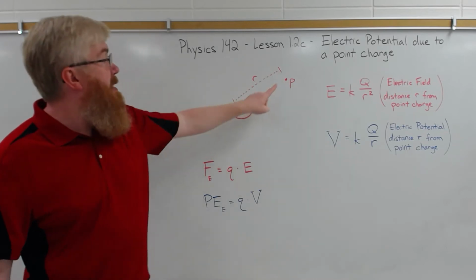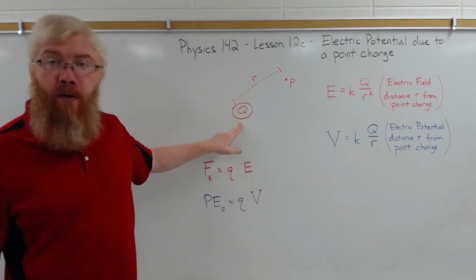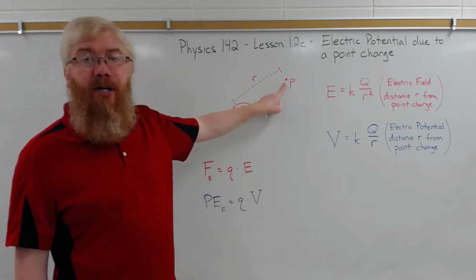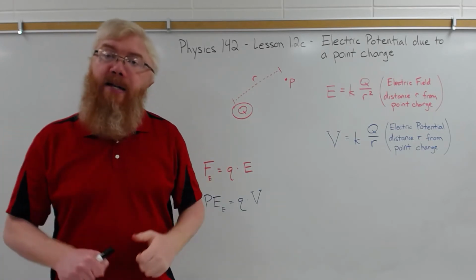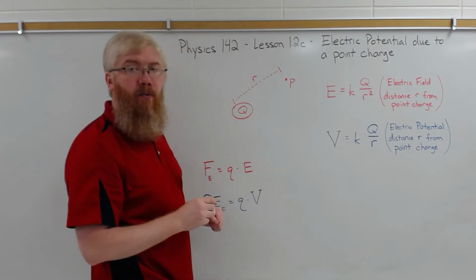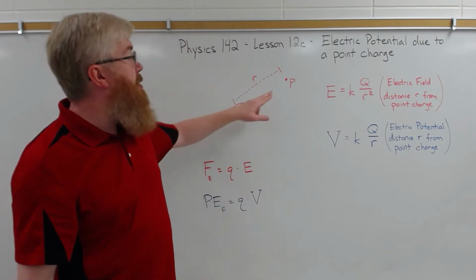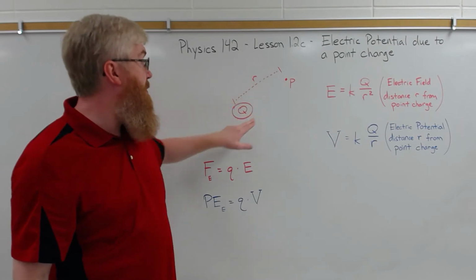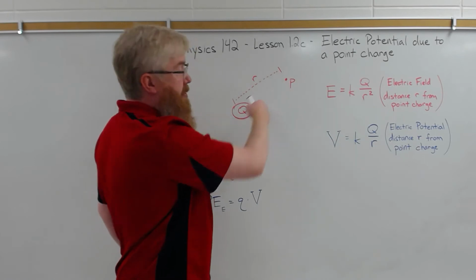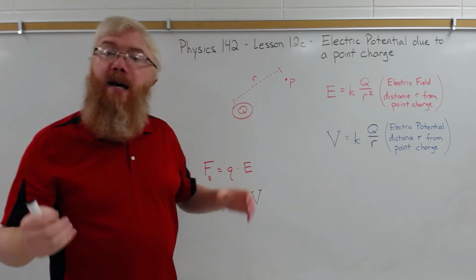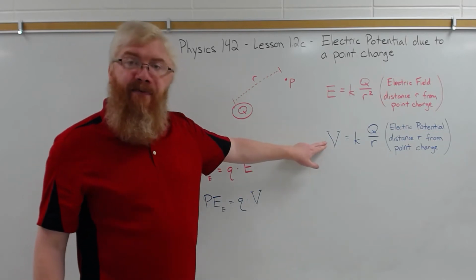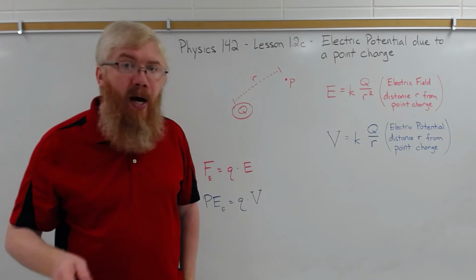For example, if this is a positive charge Q, it gives me a positive electric field at that point. If I place another positive charge here, they're going to repel one another, like charges repel. So the electric field will point away from charge Q. If one is positive and the other negative, the electric field will point towards Q because they attract one another, unlike charges attract. The potential is different. The potential is a scalar. There's no direction associated with it.